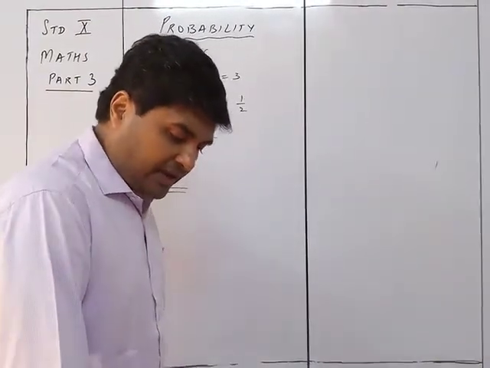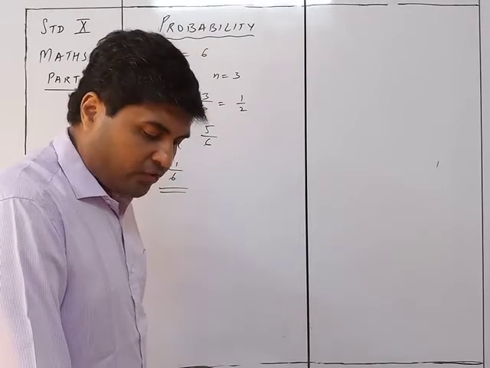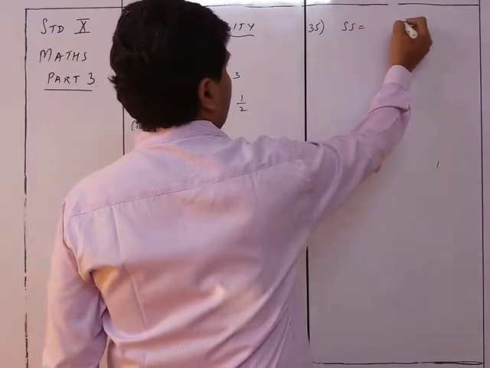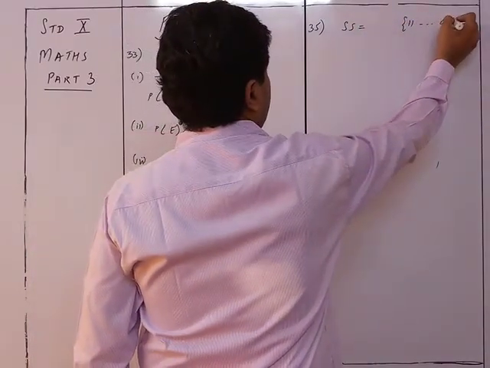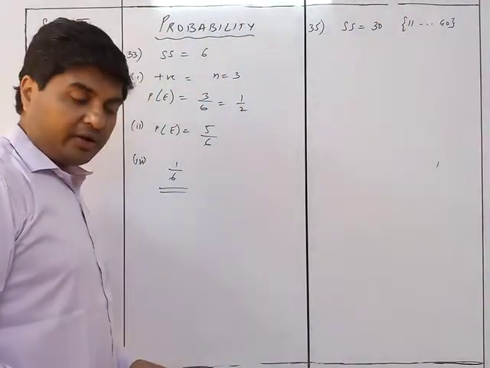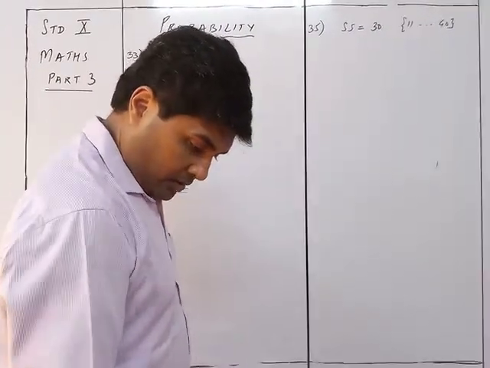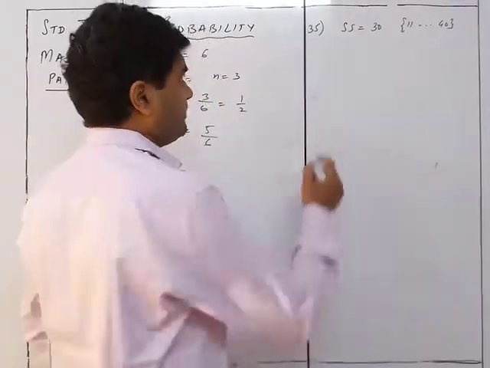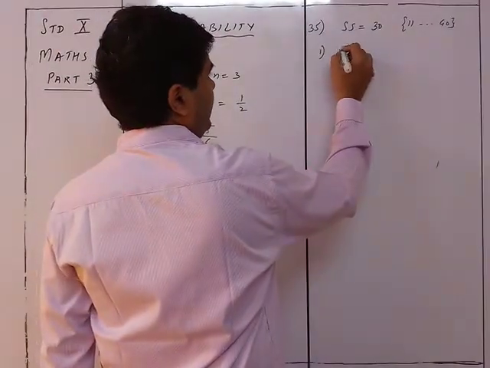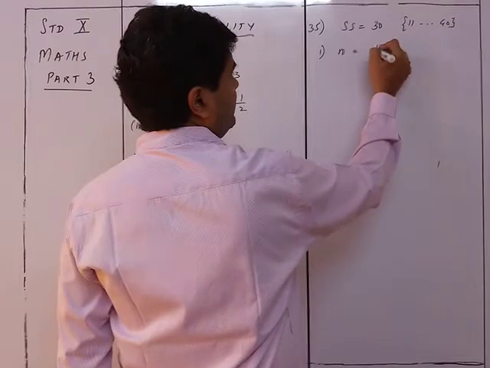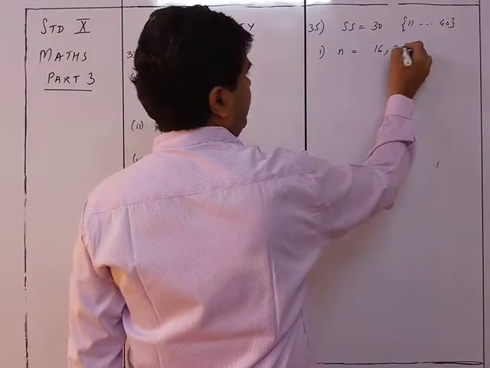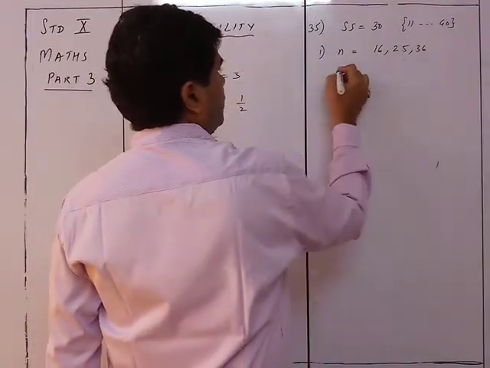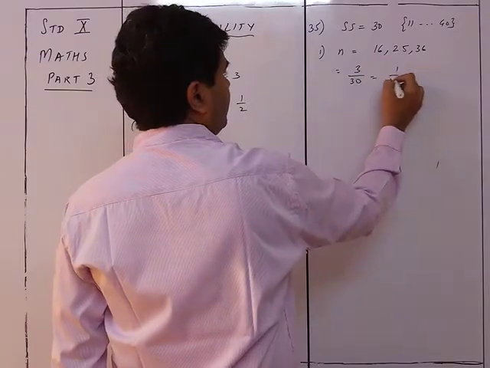A game of numbers has cards marked with 11, 12 to 40. So first of all, the sample space is from 11 to 40. That is 30 cards. A card is drawn at random. What is the probability of drawing a perfect square? Starting with 11, the perfect squares are 16, 25 and 36. So it will be 3 upon 30, which is 1 upon 10.